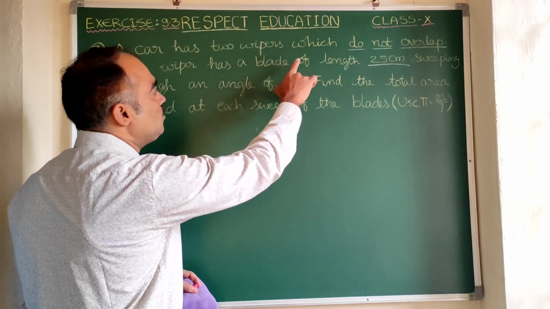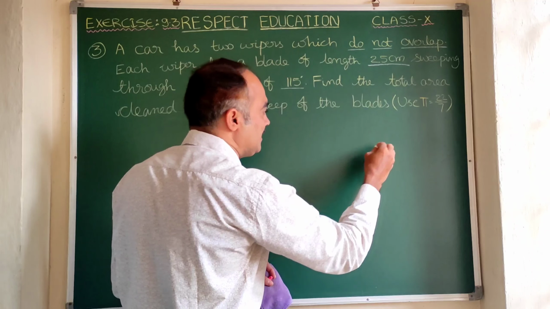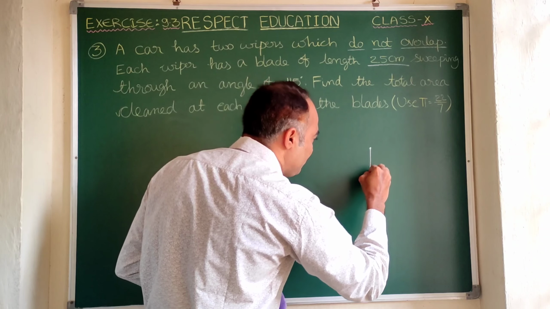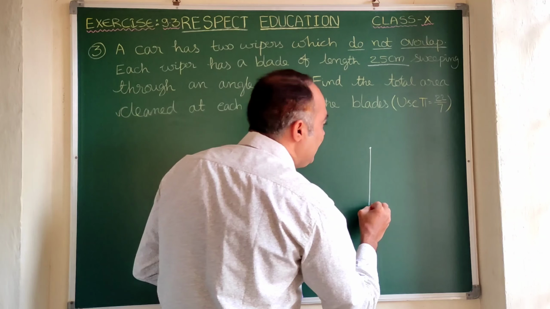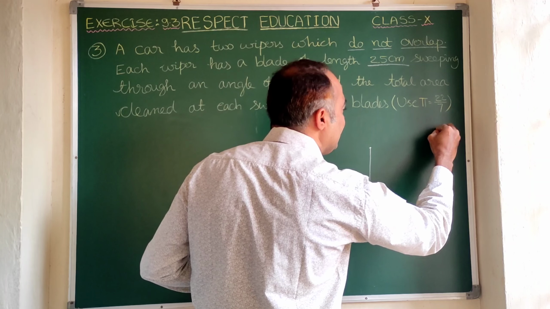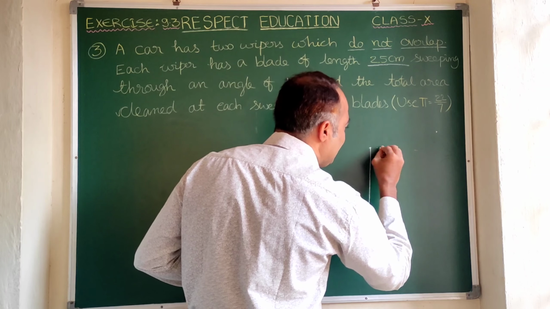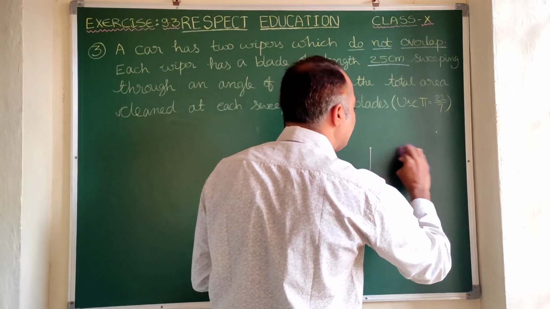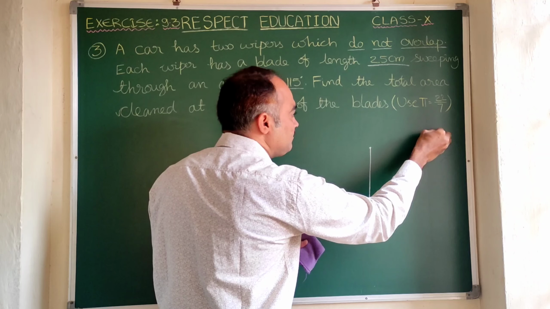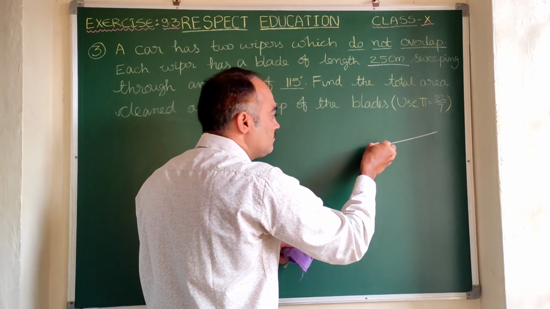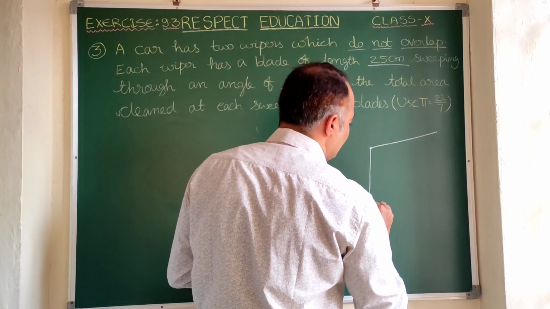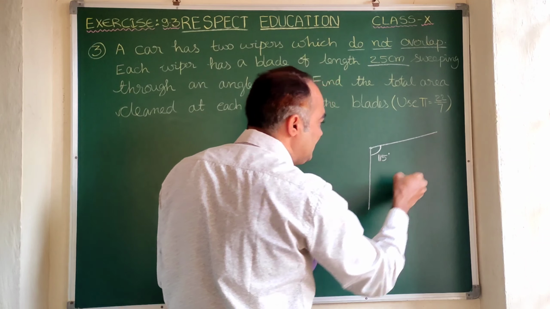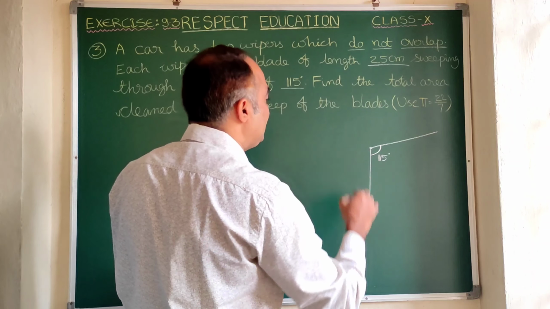See here, car has two wipers which do not overlap. The meaning is that, for example, here this is the starting position of the wiper. It is swiping up to 115 degrees. For example, if you take a line here, it is 90 degrees. We need to take more than that. So here we are taking this as 115 degrees. So this is the area swept by this wiper.